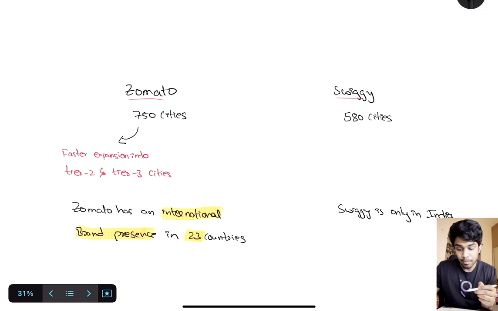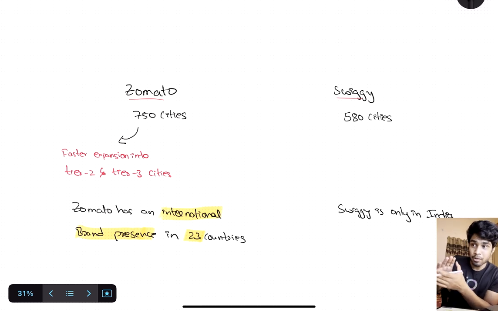And the second factor would be that Zomato scales very fast, not in technical terms, but in terms of supply. It could be their supply chain or their market expansion. Zomato tapped into tier 2 and tier 3 cities first, and expanded faster into 750 cities overall in India, and Swiggy is still in 580 cities. And Zomato has an international brand presence in 23 countries, but Swiggy only operates in India.